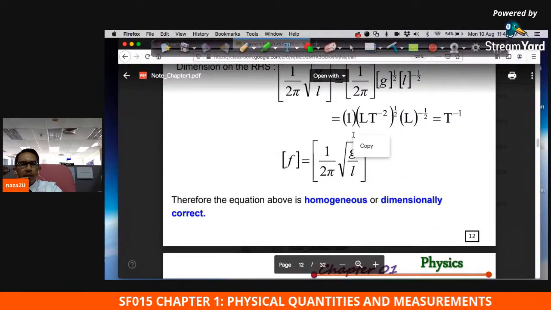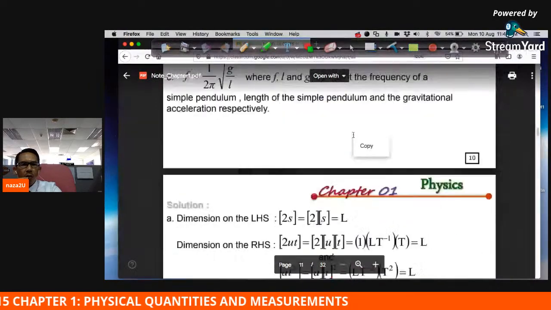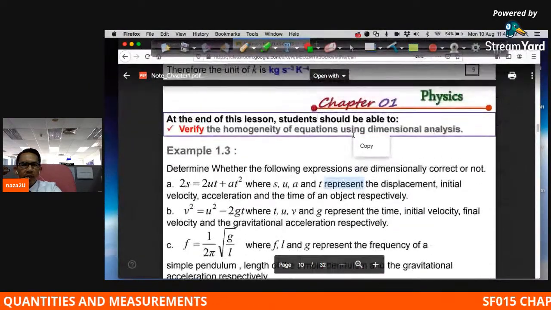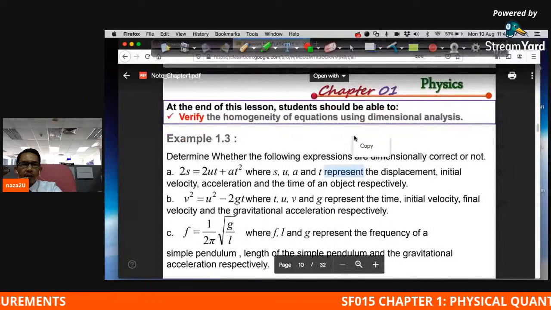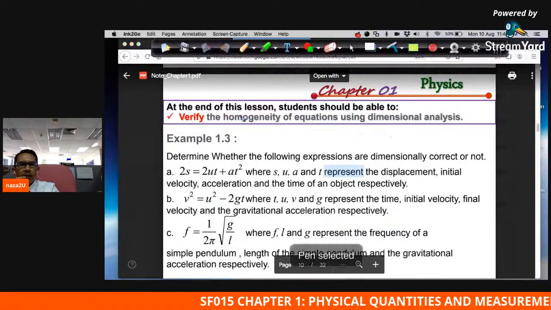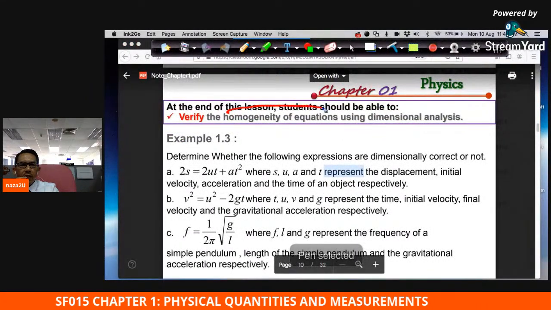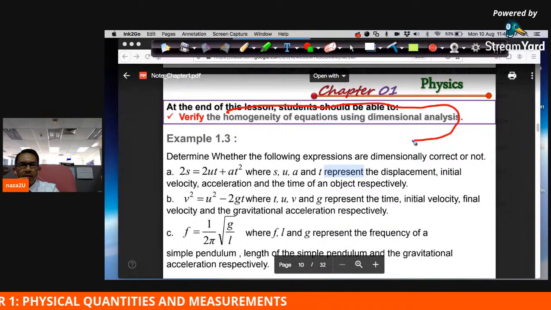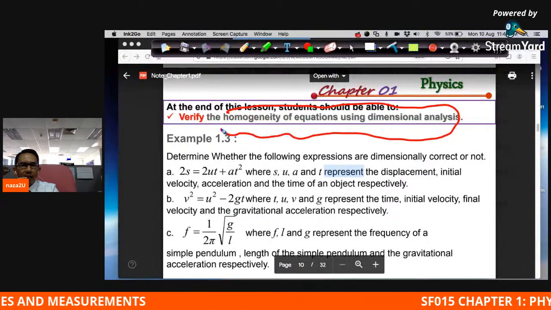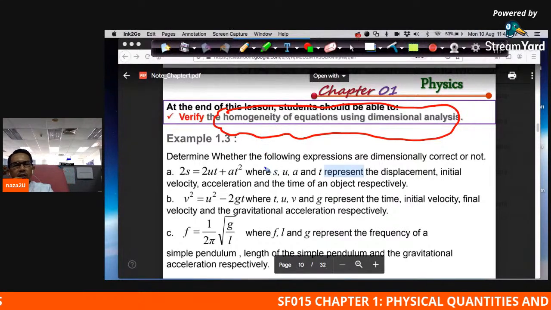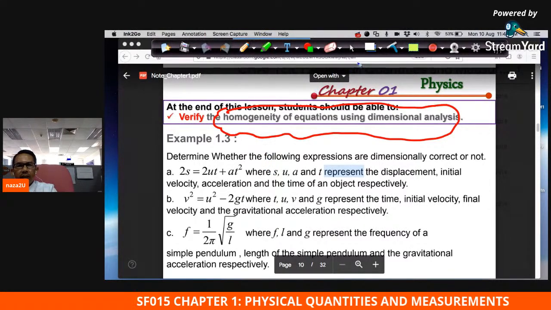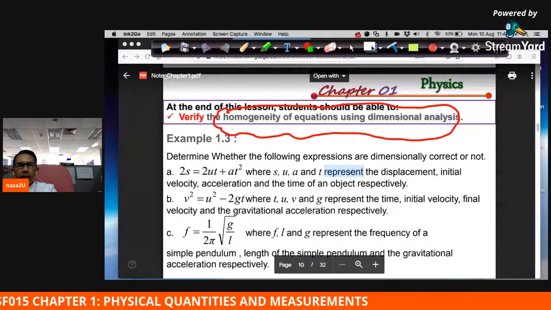Okay, actually we have a concept, homogeneity. Okay, so this is a homogeneity equation using dimension analysis. Okay, homogeneity itu apa? So saya cuba ringkaskan ya. Ini last kali PS perlu kita habis.